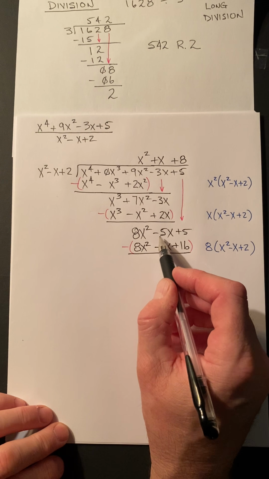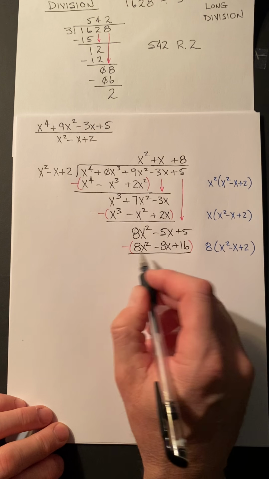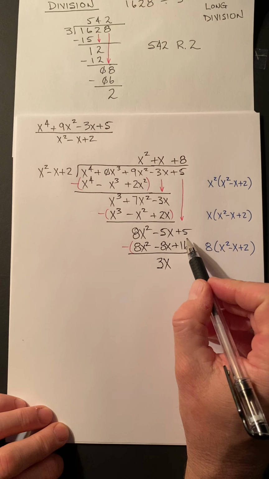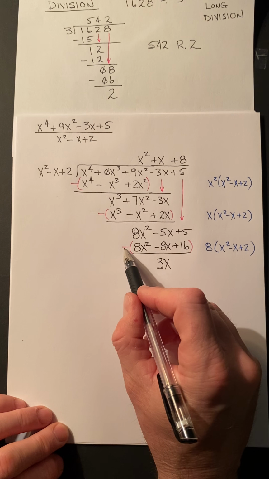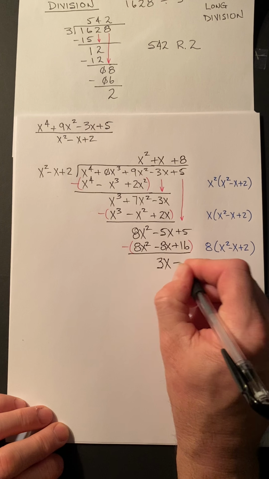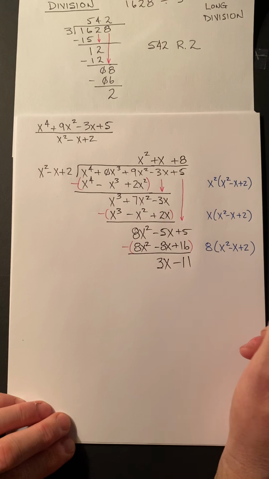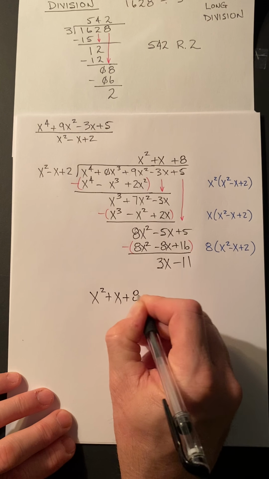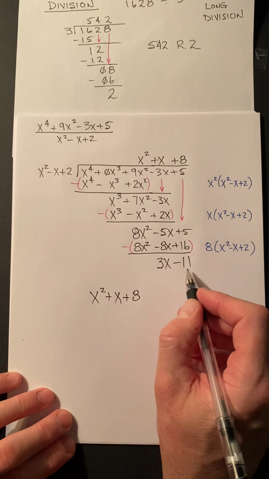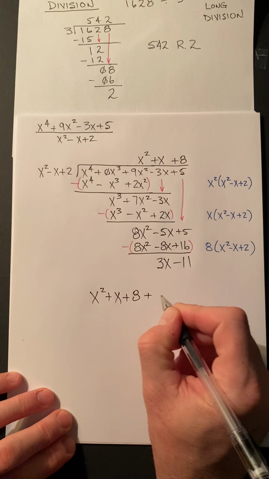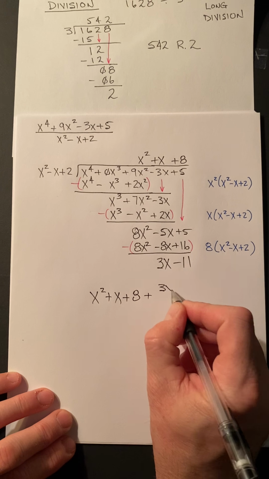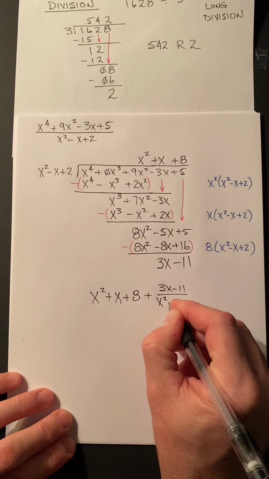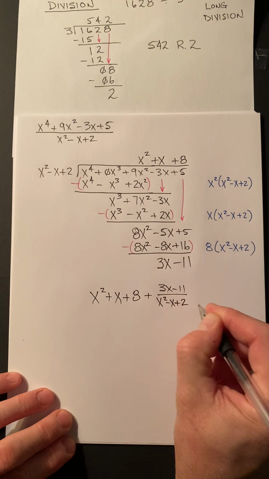Then I have minus 5 minus a minus 8. So I'm going to be adding 8 to minus 5. I'm going to get 3x. And then I'm going to take 5 and I'm going to subtract 16. And so that better be minus 11. So my answer becomes x squared plus x plus 8. And I could say remainder 3x minus 11, but we want to get in the habit of writing this the appropriate way. 3x minus 11 all over x squared minus x plus 2.